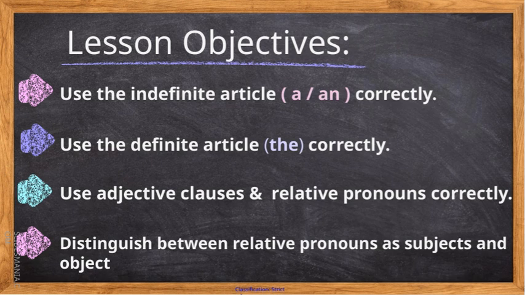We'll also explore how to use adjective clauses and relative pronouns correctly. These are essential for adding detail and creating complex sentences that are clear and engaging. Finally, we'll work on distinguishing between relative pronouns used as subjects and those used as objects. Understanding this difference is key to constructing grammatically correct sentences and making your ideas flow smoothly. All of these points tie back to our overall goal of improving your clarity and precision in English communication. So, let's dive into each of these areas and practice them together.